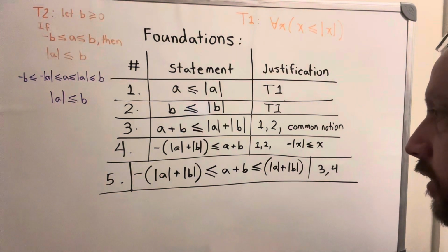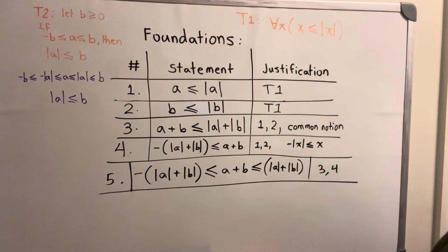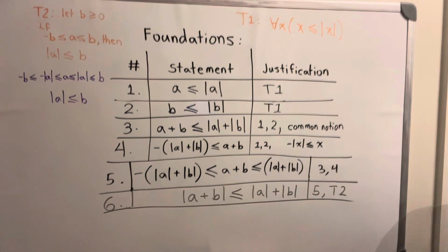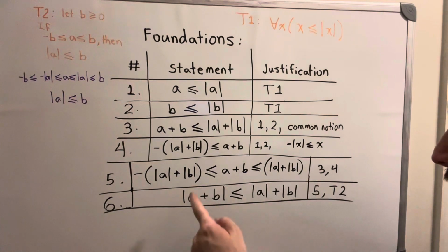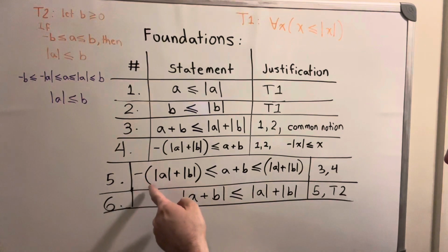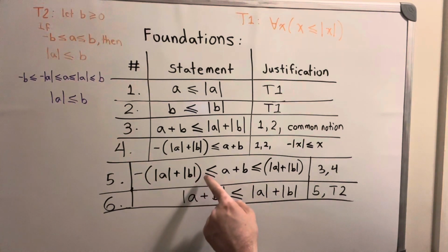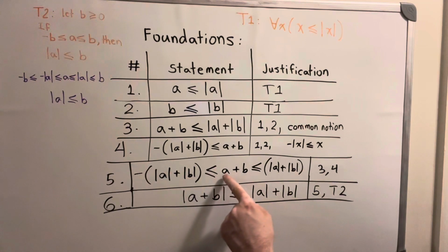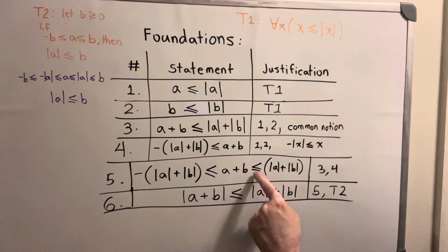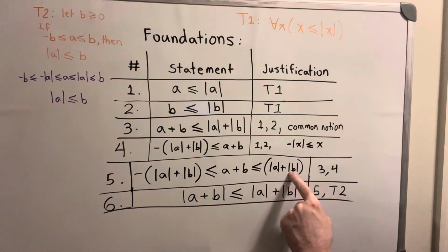And what I've done down here is I'm going to add another justification right here, given this theorem 2 that we have supposedly sufficiently proven. We're saying now that if you have step 5 here, the negative of the sum of the absolute value of A and the absolute value of B is less than or equal to A plus B, which is less than or equal to the sum of the absolute value of A and the absolute value of B.